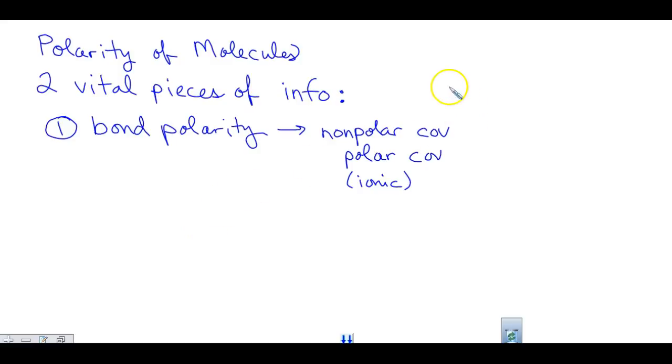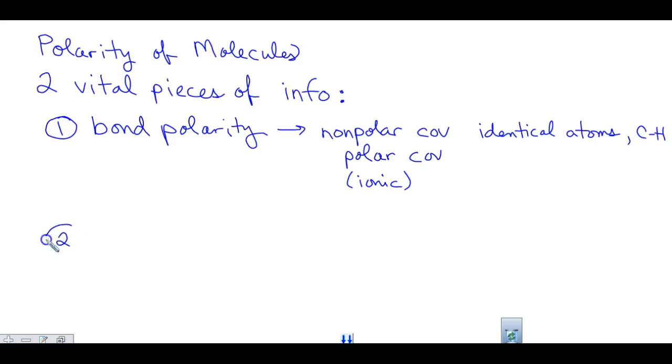So pretty much the only time you can assume nonpolar covalent is when they are identical atoms, or if it's a carbon-hydrogen bond, because their electronegativity difference is so small it's considered nonpolar covalent. So pretty much every other bond is going to be a type of polar bond.